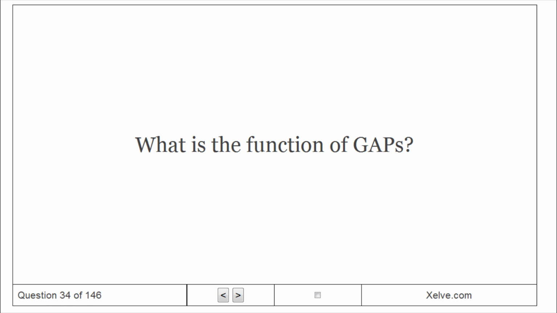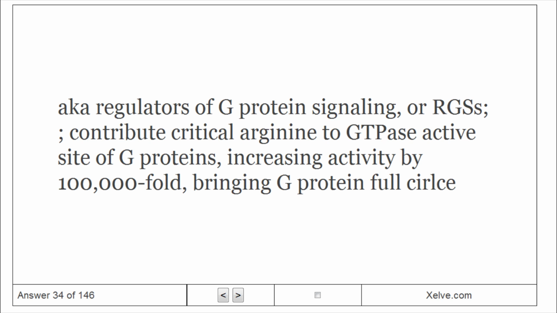What is the function of GAPs? Also known as regulators of G protein signaling, or RGSs, they contribute a critical Arg to the GTPase active site of G proteins, increasing activity by 100,000-fold, bringing the G protein to full efficiency.